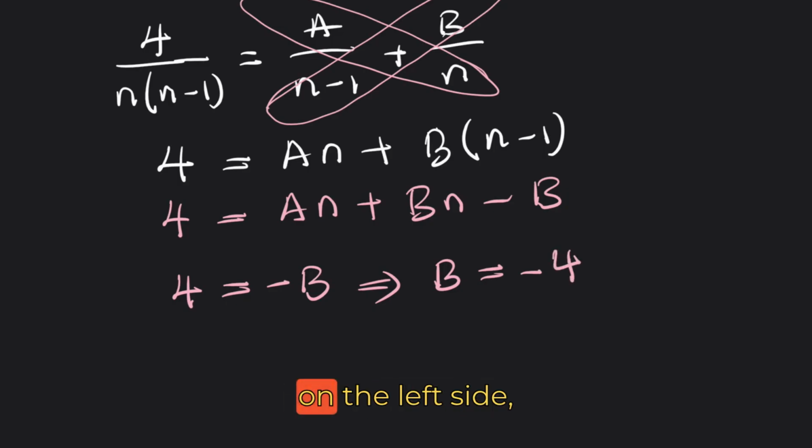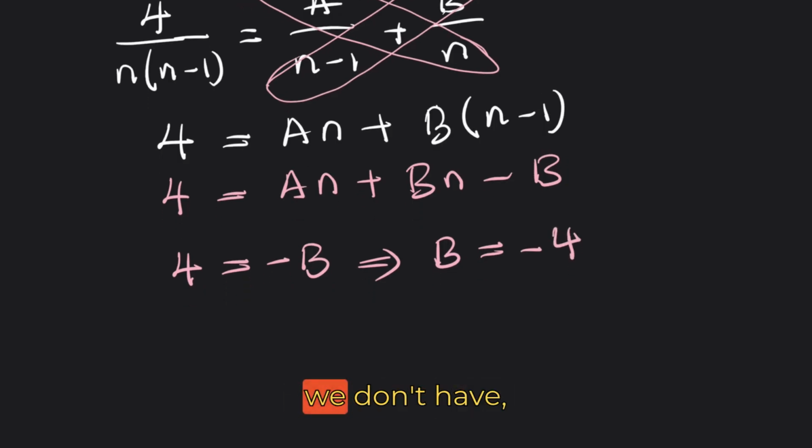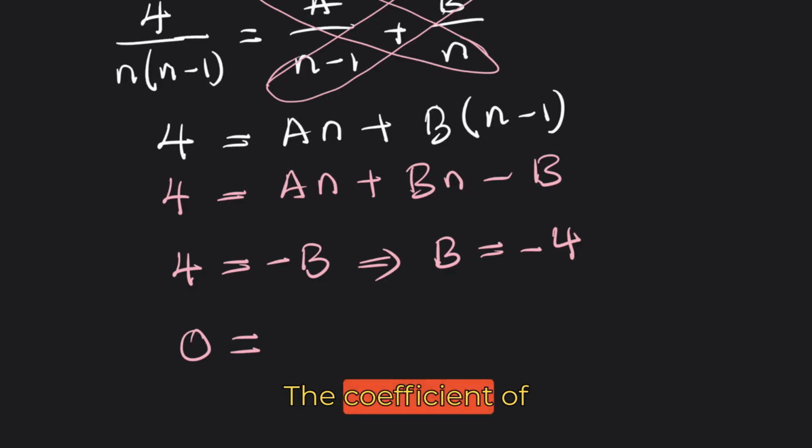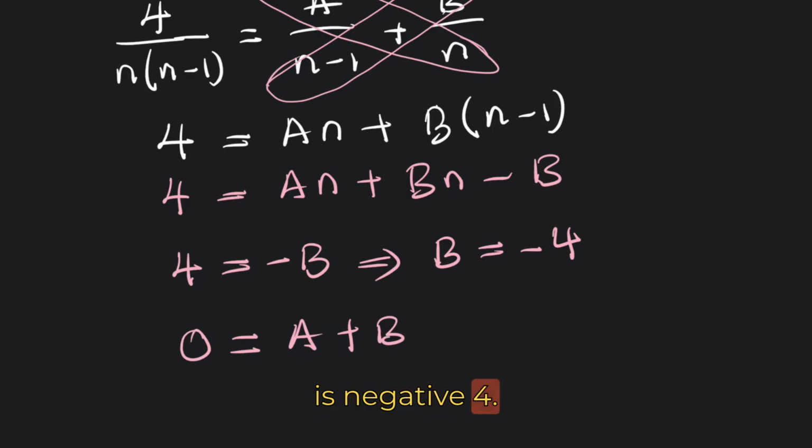In the same way, on the left side, we don't have a variable n. So this is equal to the coefficient of n on the right. The coefficient of n here is A plus B, right? So remember, B is negative 4. So therefore, our A is 4.